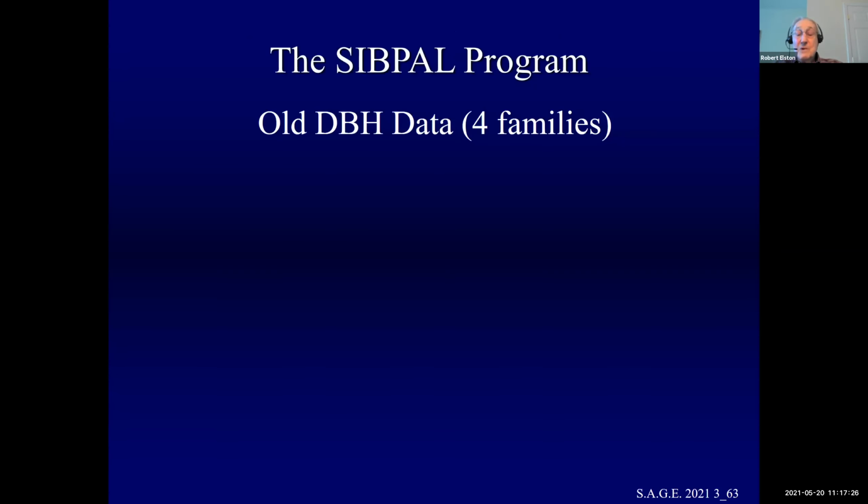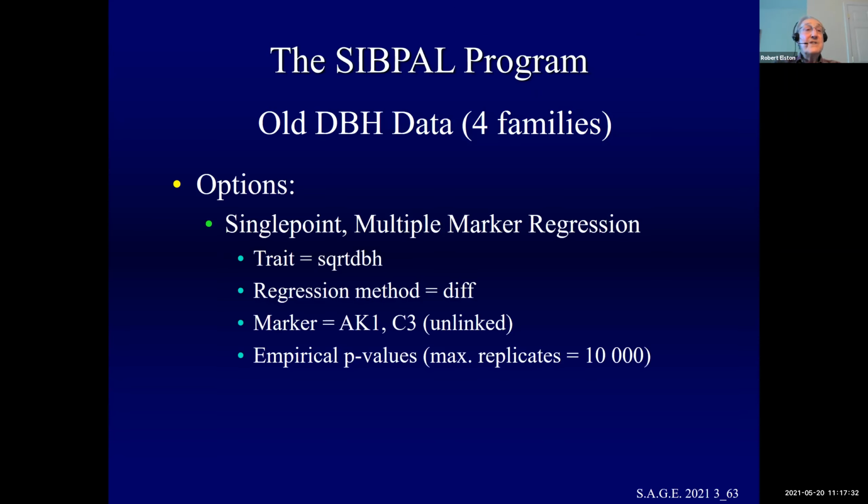Okay, let's see what we have next. We can now do another set of options. We could do multi-marker regression with square root DBH. We can use the diff. Now we can use these two markers, AK1 and C3, which it says are unlinked. AK1, I can't remember if they're both on the same chromosome or not, but they're certainly not tightly linked. And we're going to do max replicates at 10,000, everything else at default. So let's try it now.